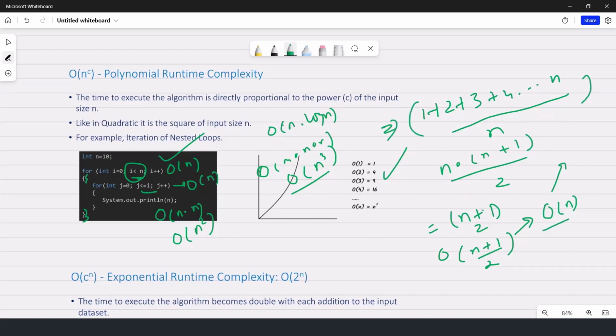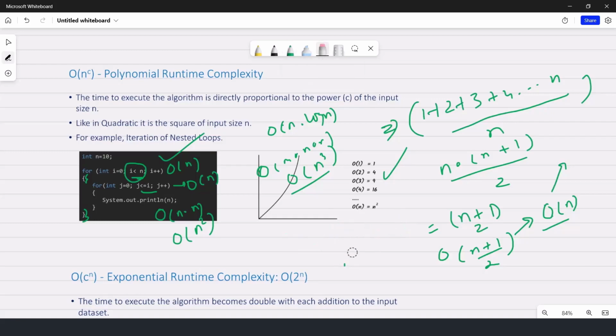So O of n into O of n, that is O of n square. Ideally what should happen is O of n, that is, this is the outer loop, and n into n plus 1 we can divide by 2, we can write. So this is going to be actually O of n square only.